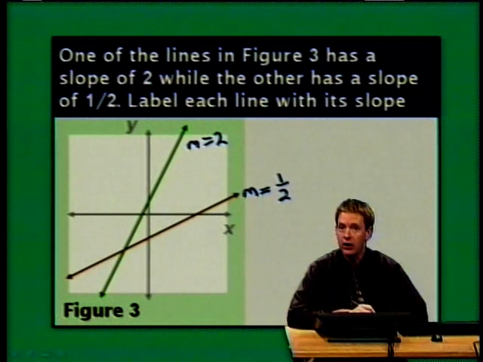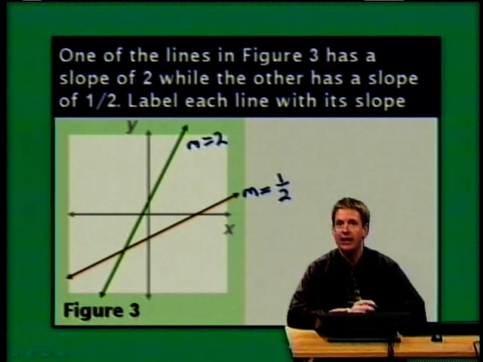I do want to tell you that without a scale and without the problem statement, there is absolutely no way we could even remotely estimate what these actual slopes are. But we would know, nonetheless, that the absolute value of the slope of the green line is greater than the absolute value of the slope of the brown line because the green line is the steeper of the two lines.